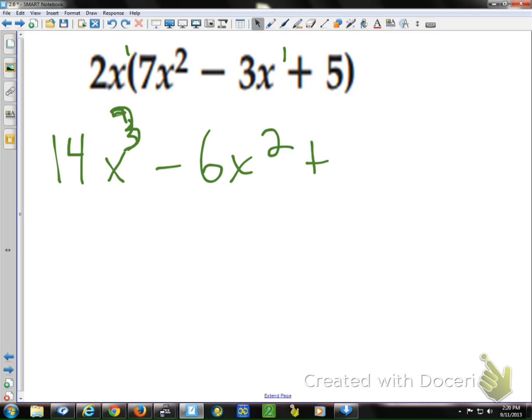How many x's are here? 3. Now, how many x's are with this part? 1. So that's 1 total. So that's 10x. Add the exponents when you multiply. And that's as far as you can go.